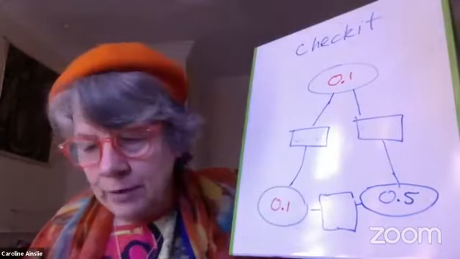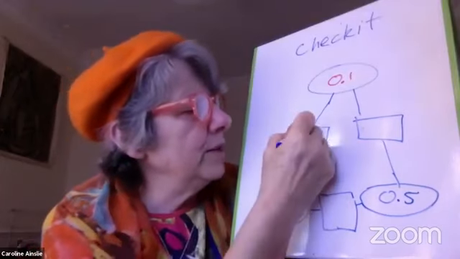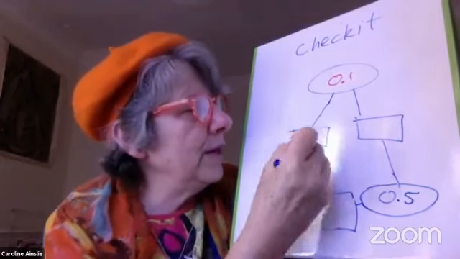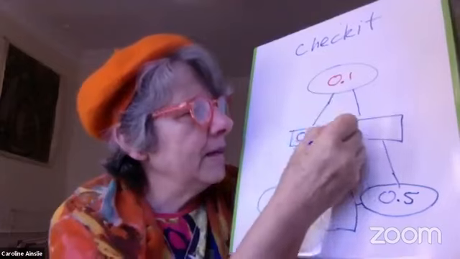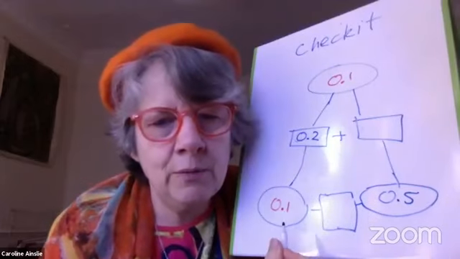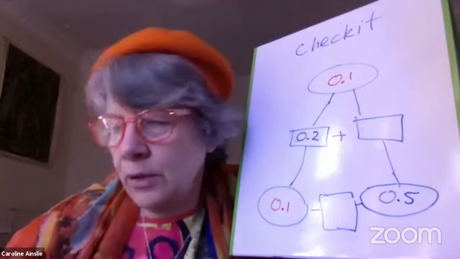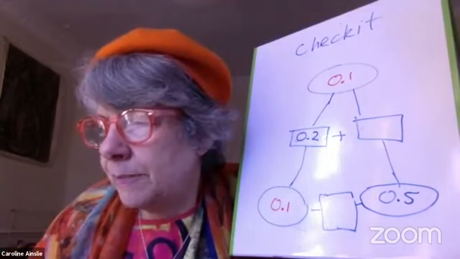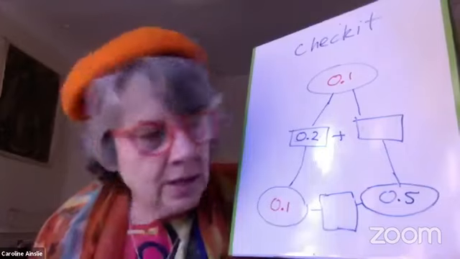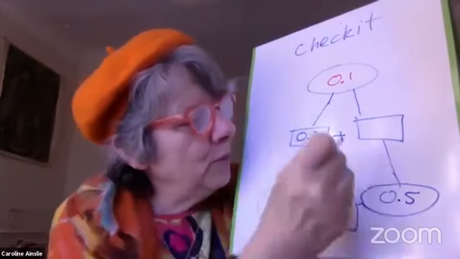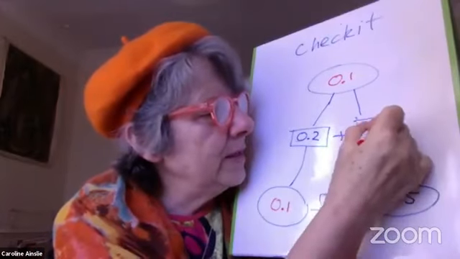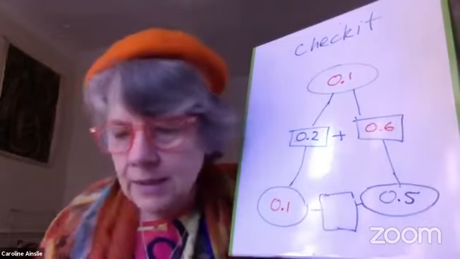We're going to see what happens if we add. So it must be blue's turn. So blue's now going to put 0.2 here, because now we're adding 0.1 plus 0.1. 0.1 plus 0.1 is 0.2. And it's now red's turn. 0.1 plus 0.5 is 0.6.